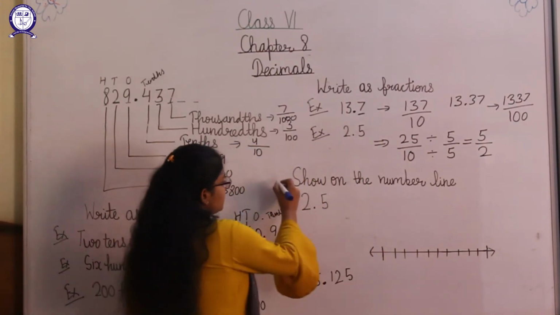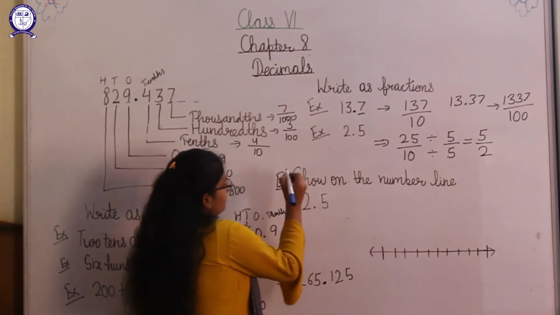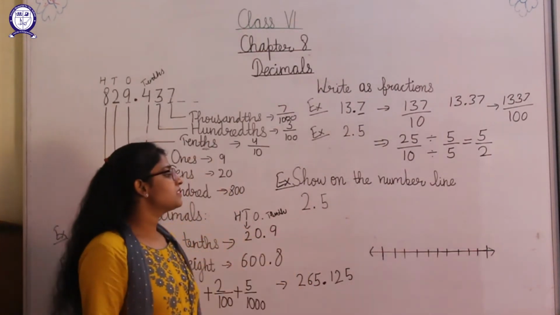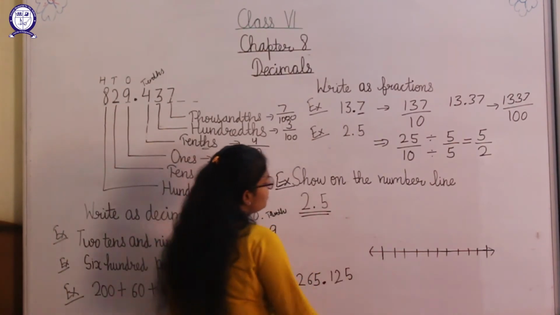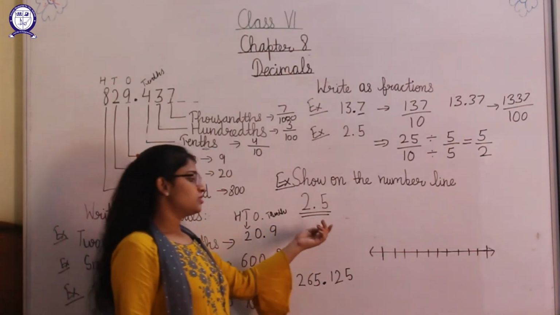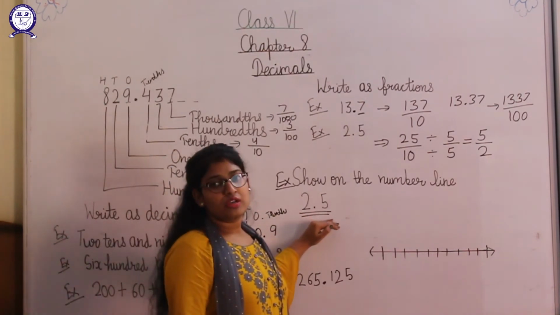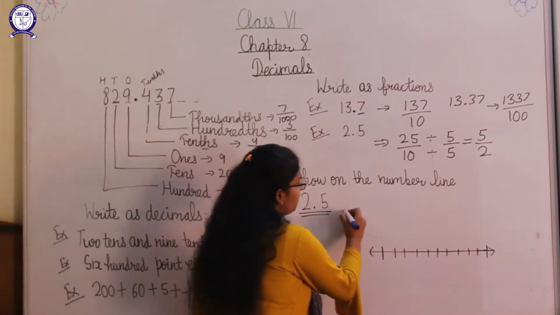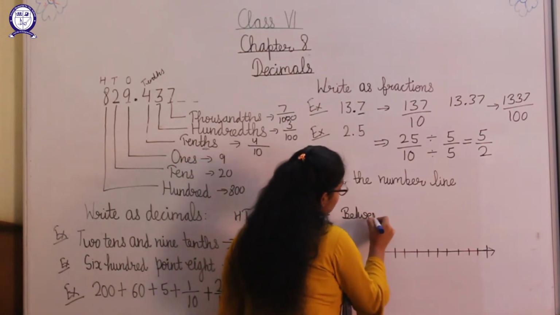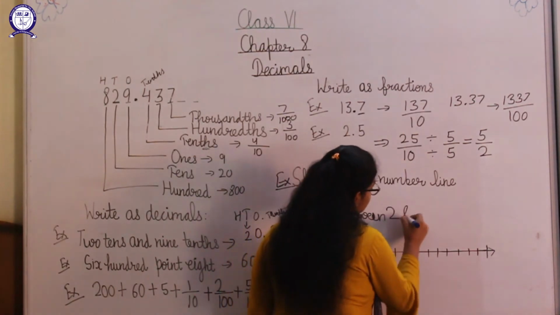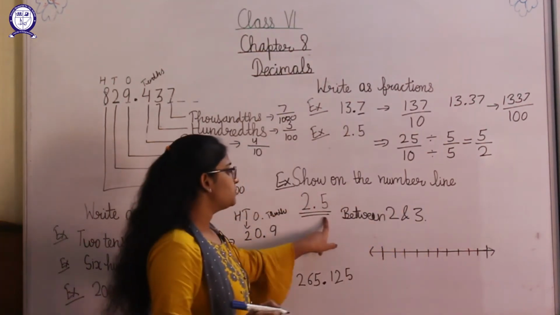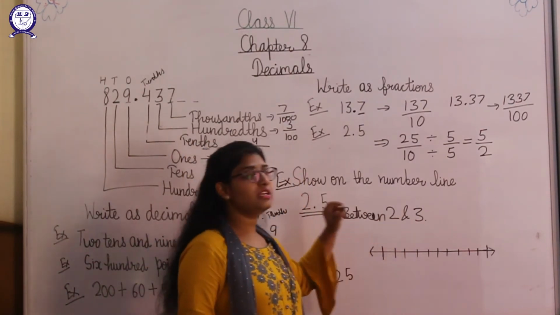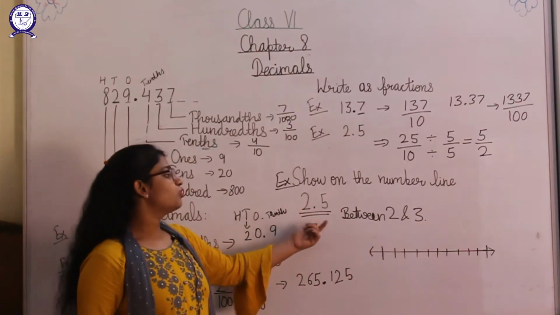Now students, the last one is to show on the number line. Decimal numbers will be given to you and you have to show them on the number line. Here 2.5 is given to us and we have to show this on the number line. First of all, you must know between which two whole numbers the decimal number is coming. Here 2.5 is between 2 and 3, as 2.5 is bigger than 2 but smaller than 3. So in between these two, 2.5 is coming.